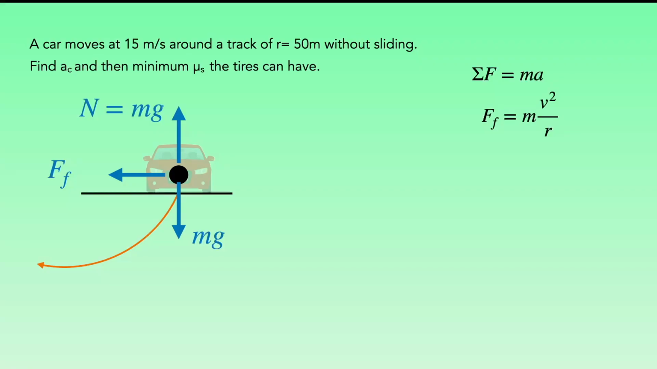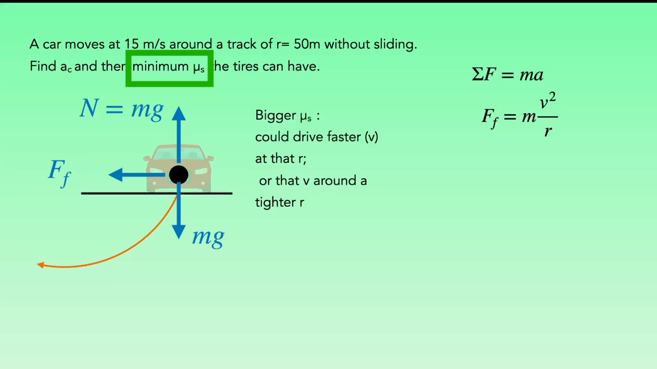Sum of forces equals m times a. Well, it's going to be moving in a circular arc, so v squared over r. The minimum mu. If we have a huge mu, we have a big maximum force of friction towards the center. We're trying to find that one where it just makes it without sliding. Okay, so a bigger mu, if we look at that equation, you could drive faster. That v can be bigger. Or if you have a constant velocity, you could have a smaller r for a bigger maximum force of friction. So we're talking about the max force of friction, which will be mu static times the normal force, equals mv squared over r.